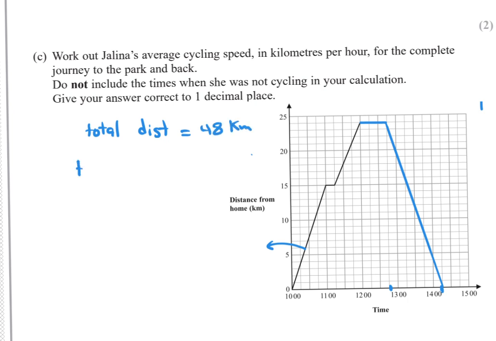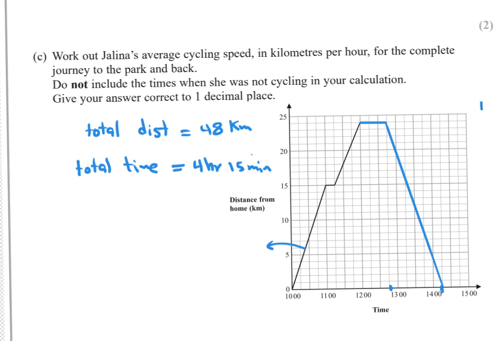Now total time. Now the time from 10 to 14: 1, 2, 3, 4 and 1 over 4. So 4 hours and 1 over 4, or 4 hours and 15 minutes. So 4 hours, 15 minutes.